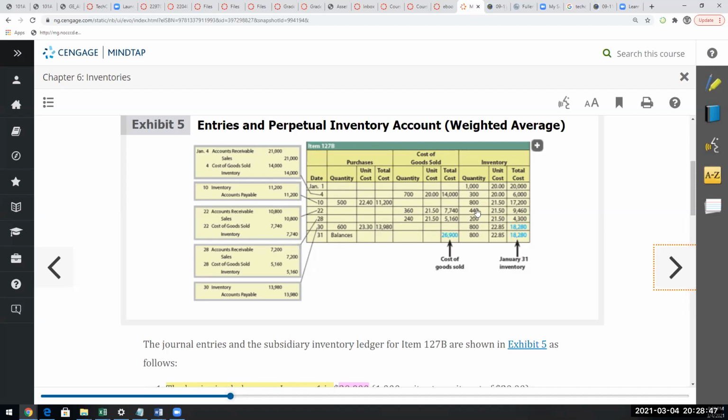Would you please take 17,200 and divide it by 800? 800 is how many items you have left. You have 300 plus 500. So what is 17,200 divided by 800? What is your answer on your calculator?